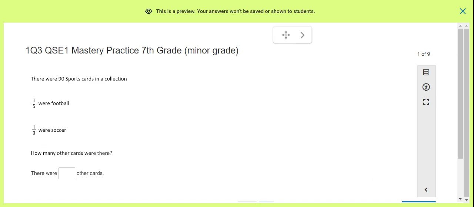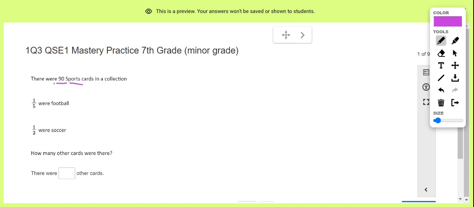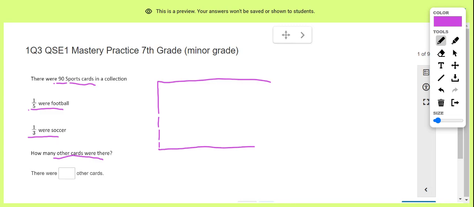So the first one, we got 90 sports cards, and they're broken down into fractional parts. We have 1/5 for football and 1/3 for soccer, and then there were some other cards. So I wanted to borrow the modeling from part total. So you can draw a quick little model on your paper.